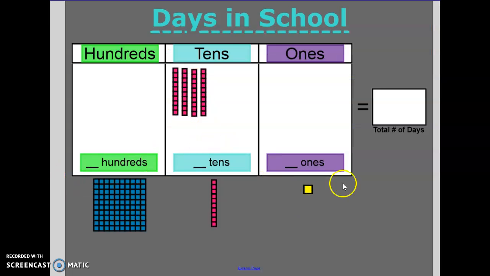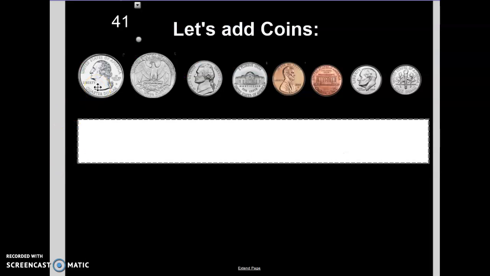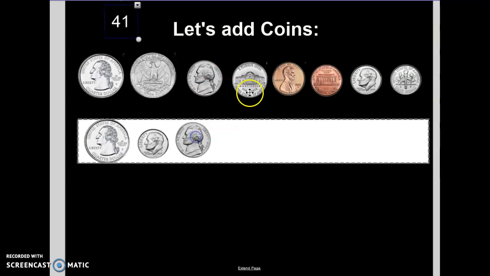Yesterday we got a new rod and we had 40 days of school. If we were at 40 and I had one more, then now I see that we have 4 10s, 1 1, so that makes 41 days of school. Making 41 cents today, I'm going to go 25, 35, then I'm going to add a nickel to make 40, and a penny for 41.